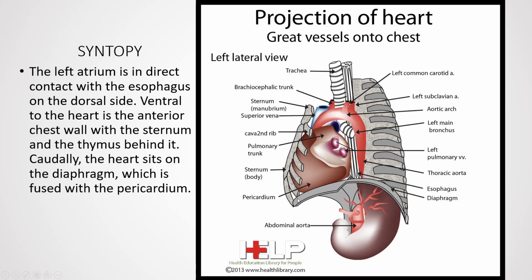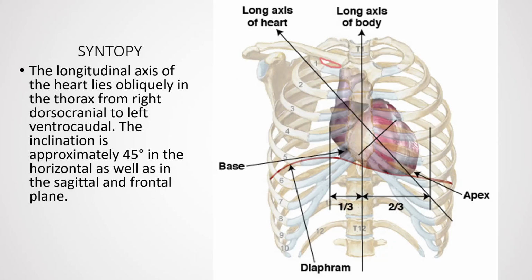So we have this surface, the superior surface with the aorta, with the trachea, with the thymus, and inferior we have the sternum. On the back we have the esophagus. On the right and left we have the lobes of the lungs. The longitudinal axis of the heart lies obliquely in the thorax from right dorsocranial to left ventral. The inclination is approximately 45 degrees in the horizontal as well as in the sagittal and frontal plane.